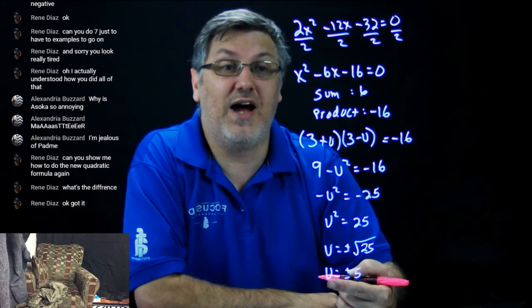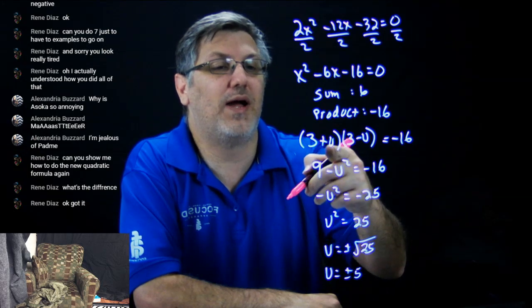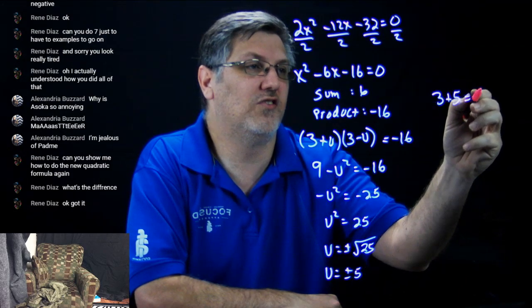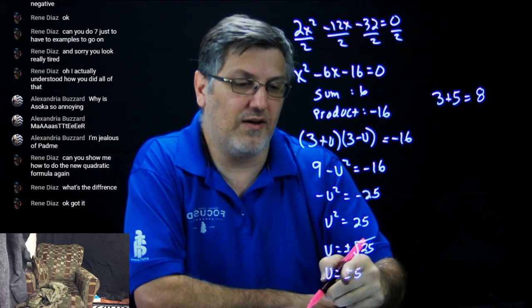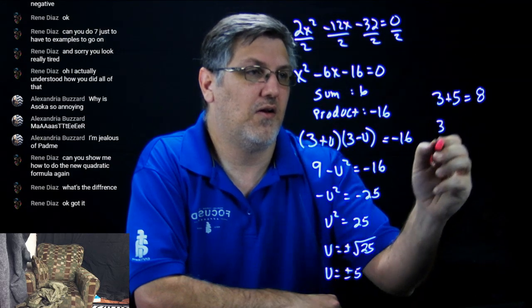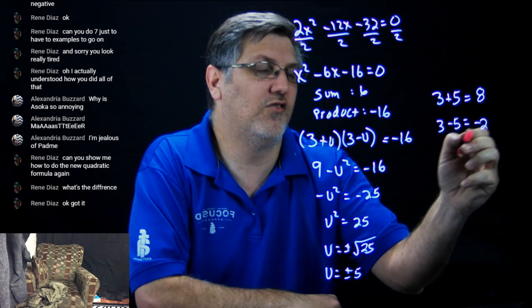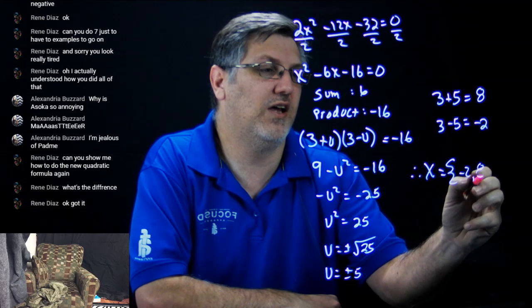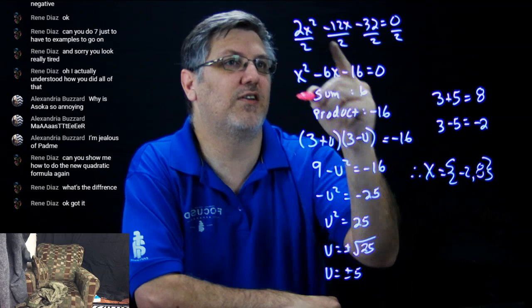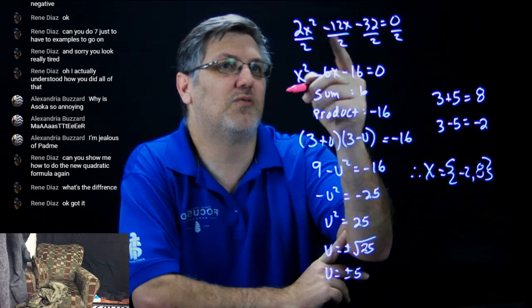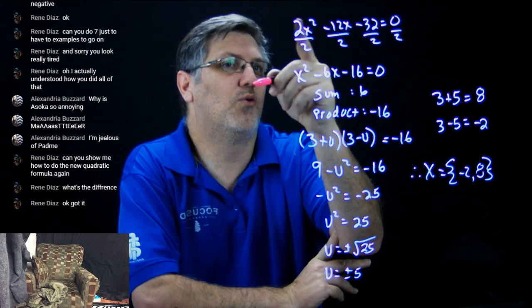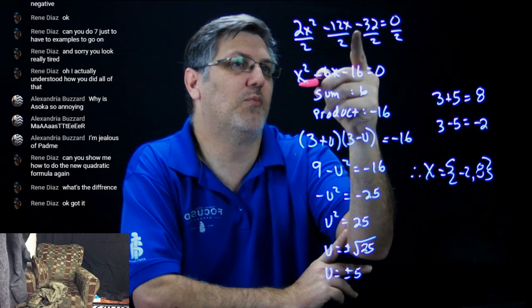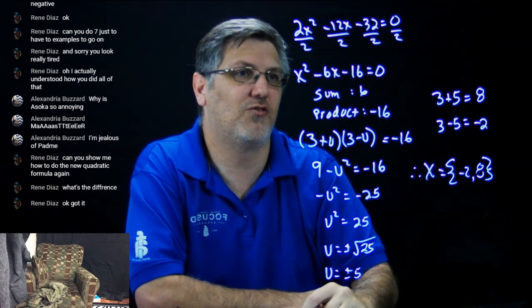To find my actual values, I want to plug them back in here. I've got 3 plus 5, which is 8. There's one answer. And then I've got 3 minus 5, which is negative 2. So my solution here, therefore, x equals negative 2 and 8. And just for a quick check, you can plug these in and see that it works. Negative 2 squared is 4. 4 times 2 is 8, so I've got 8. Plus 24 is 32. 32 minus 32 is 0. That checks out, and 8 is going to check out as well.